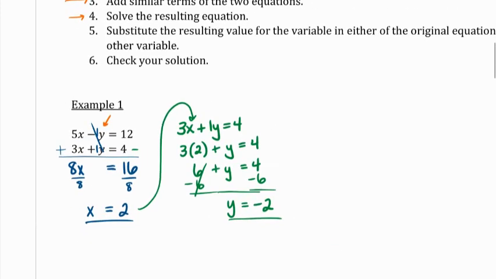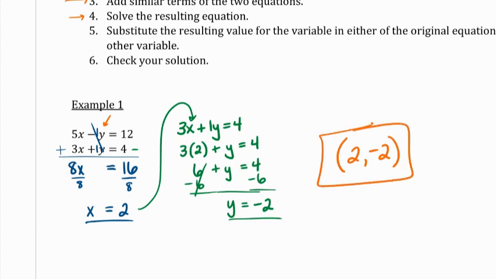Okay, so now I've got my x and my y value. I can write that as my ordered pair that is my solution. So 2 comma negative 2. And there's the ordered pair that, again, remember, is the point where those 2 lines would intersect if we graphed them. Okay, and remember, you can always take those, plug them back in. They should work for both equations if you want to check your solution.